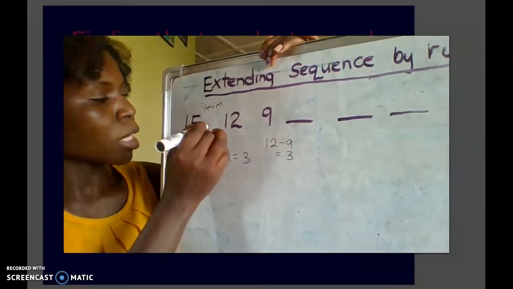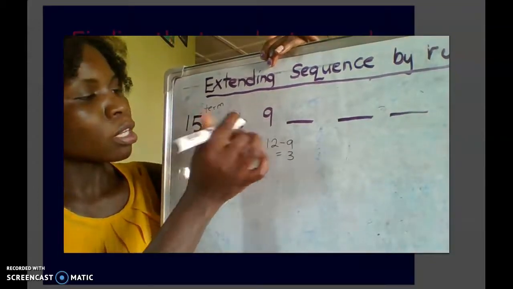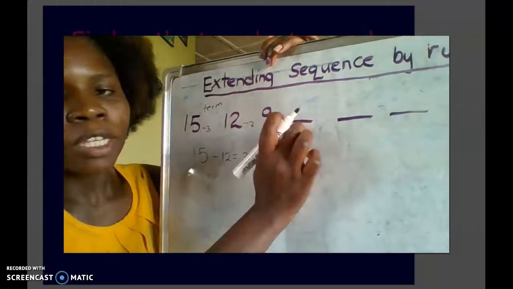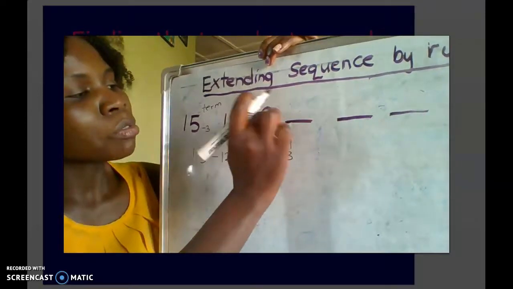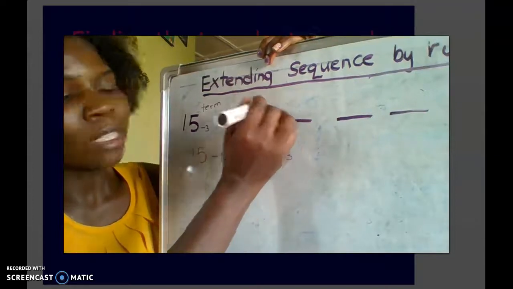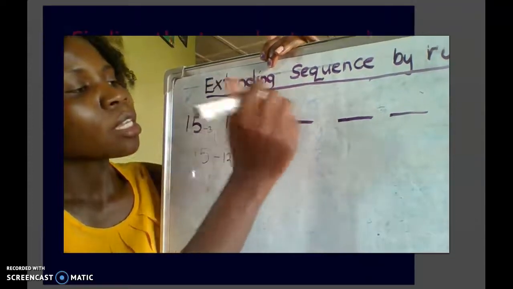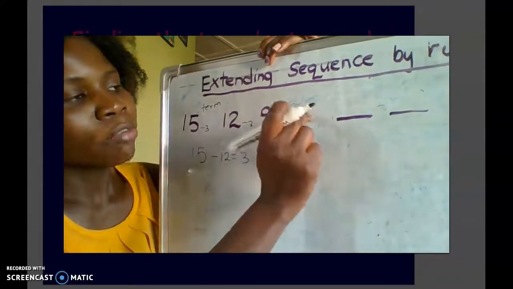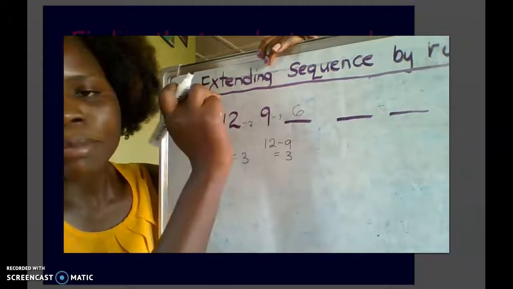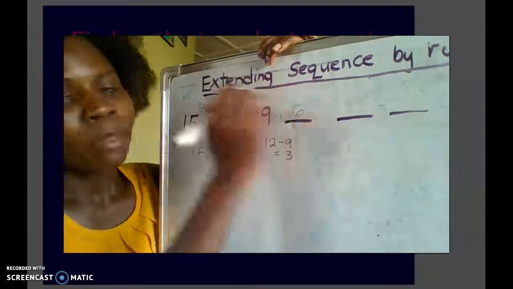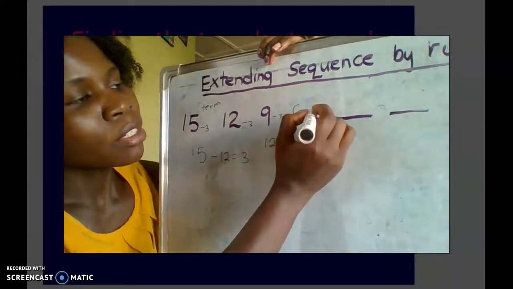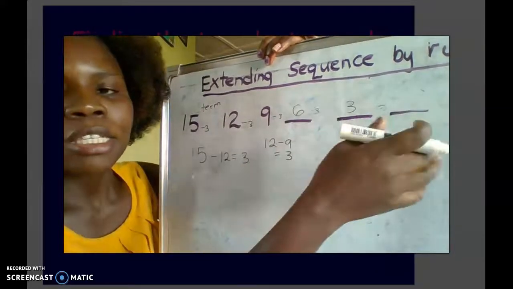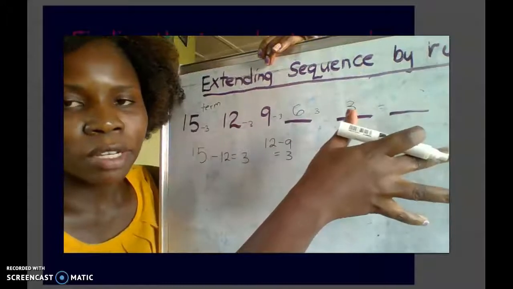So minus 3 will take me to 12, minus 3 will take me to 9. It means if I want to find the next term, I'm going to do 9 minus 3, so that my next number in the sequence is going to be 6. Why don't you try and find the next term from 6? The best you can do is minus 3 so that you get 3. And then you can extend the sequence until you reach even negative numbers.